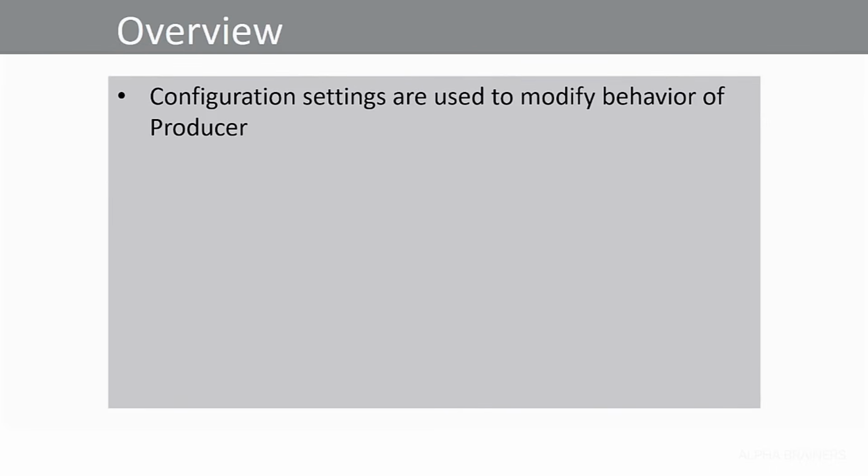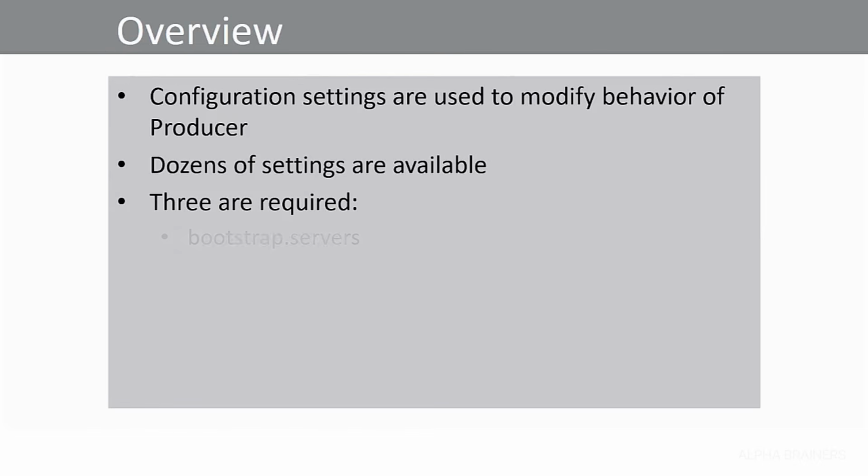So as an overview, remember that configuration settings are used to modify the behavior of the producer, and literally there are dozens of different settings available. I would recommend after you go through this video series, you look at the documentation and see some other settings that are available. I'll go through as many as I can, but some are a little bit more esoteric and you may not use them quite as often. But the three that you're always required to include are the bootstrap servers, the key serializer, and the value serializer as well.